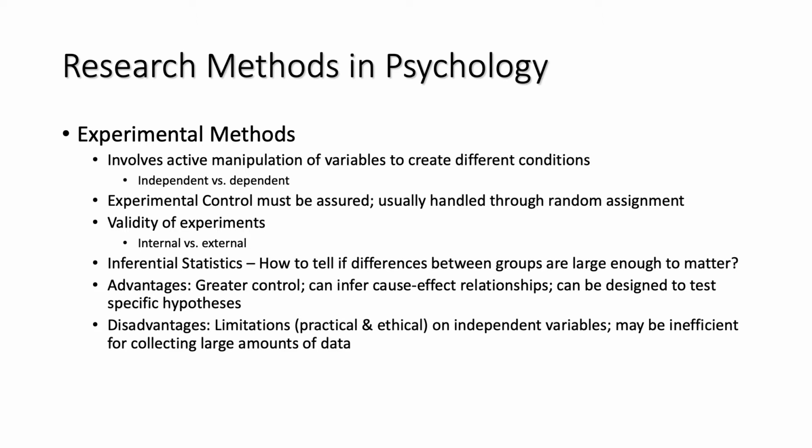So when you manipulate a variable, that variable is called the independent variable. And then the variable that you measure to see if it was affected is called the dependent variable, because presumably it depends upon what you've done with the other variable.